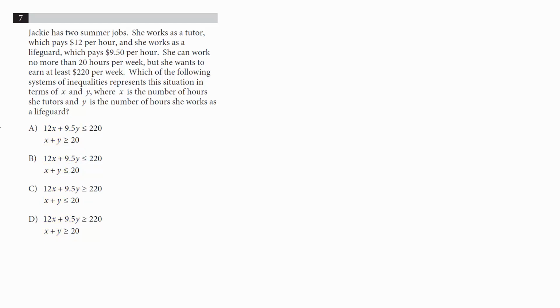So we have to pay very close attention to the words that are in the problem. It says how much money she can make for each job, and then it says she can work no more than 20 hours per week, but she wants to earn at least 220 per week. So this tells us that there are some inequalities that we have to pay attention to. So for the per week, no more than 20.